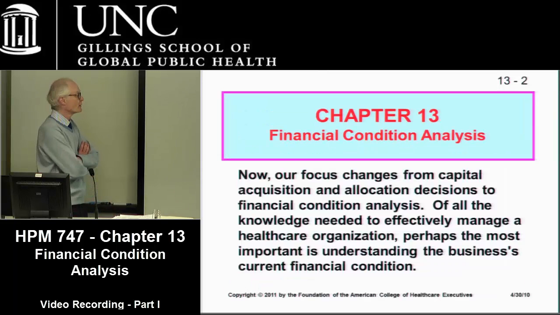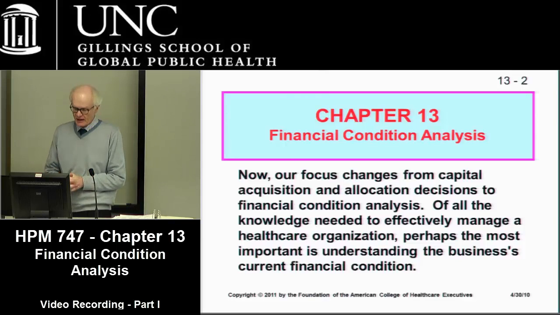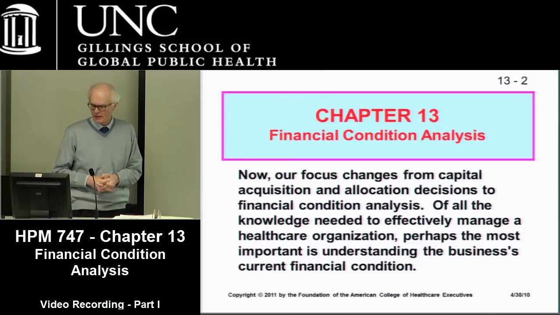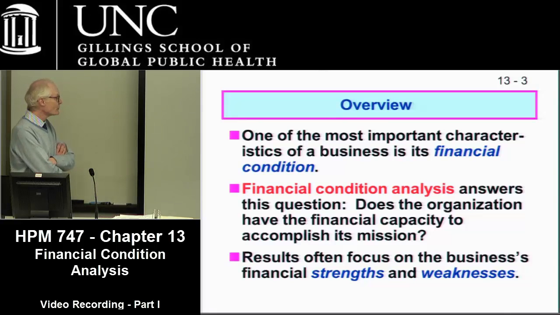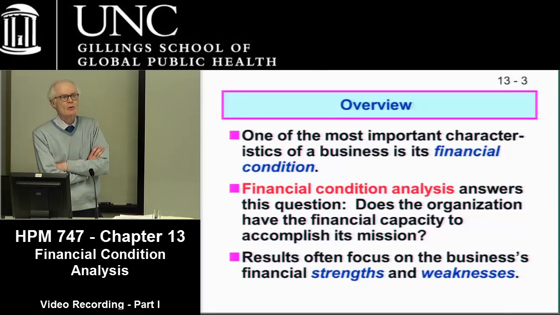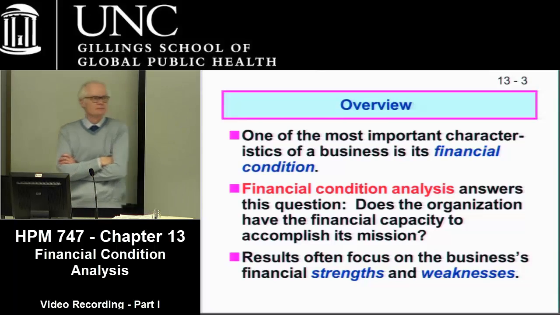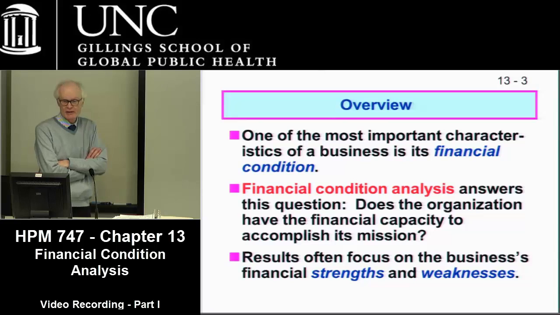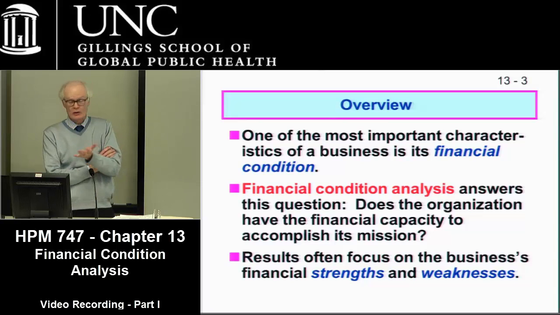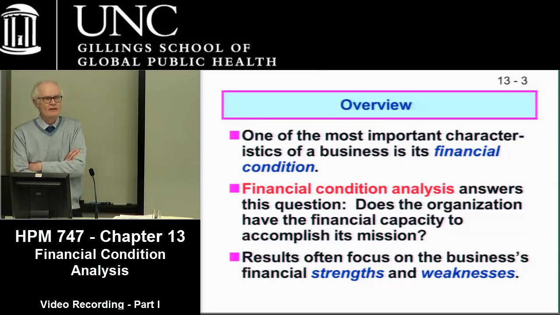So what we're going to talk about now is really trying to get a handle on the overall health of an organization. And I know some of this will be review from 740, but I think we're going to probably dive in a little bit deeper. So the financial condition is basically asking the question: does this organization have the financial capacity to fulfill its mission? And in the for-profit sector it might be, does it have the financial capacity to reward shareholders? But essentially what we're trying to do is find the strengths and weaknesses of an organization, the financial strengths, the financial weaknesses of an organization.